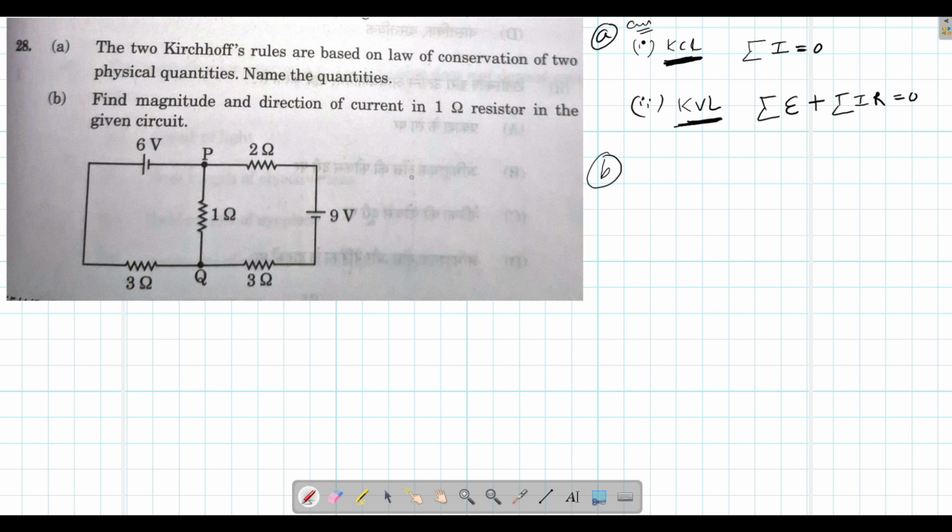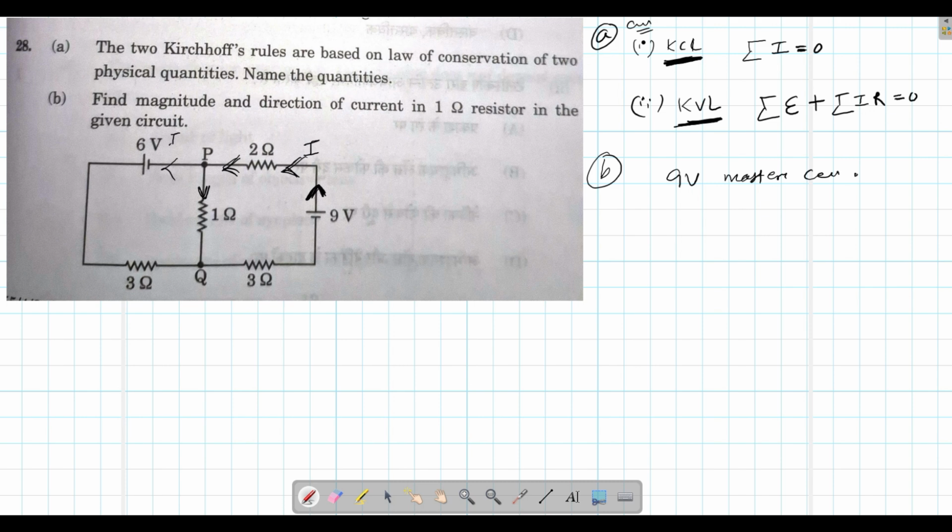So the current flows according to this 9 volt cell. The 9 volt cell is taken as the master cell, and current flows according to the master cell. So a current I flows through it. Let the current through this branch be I1.